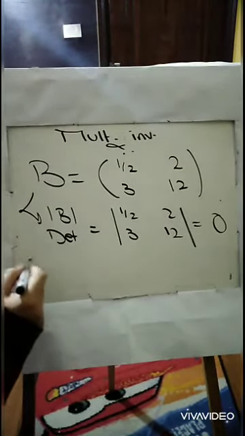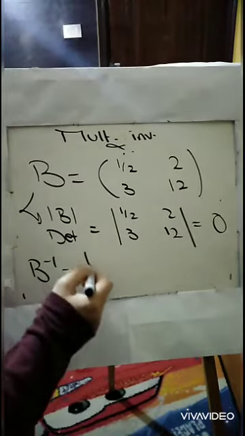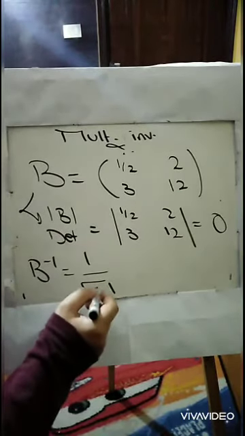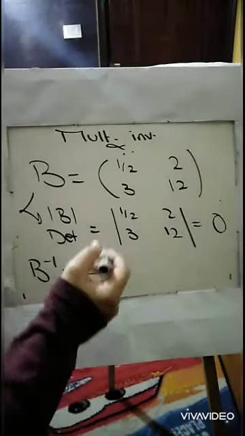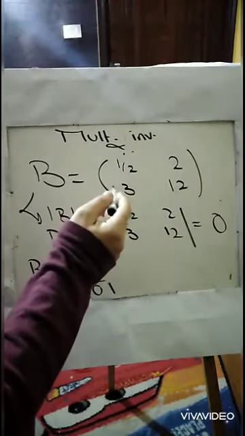Why? We said to get the multiplicative inverse, I write 1 over the value. So I should write 1 over 0. And there is nothing called 1 over 0, so I don't have a multiplicative inverse for B.